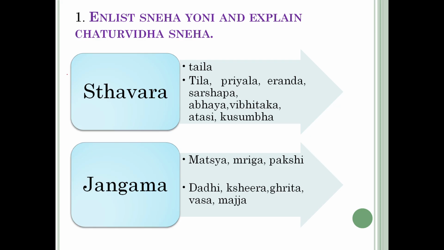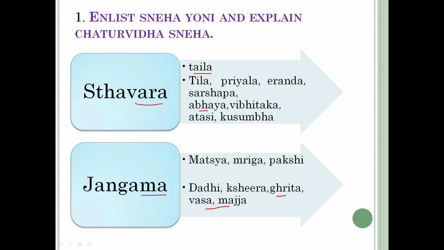So first question is enlist Sneha Yoni and explain Chaturvida Sneha. So Sneha Yonis are, there are 2 Sneha Yonis, Sthavara and Jangama. That is among the Chaturvida Sneha you can see Ghrita, Vasa and Majja are coming under the Jangama and Taila is under the Sthavara. So from the Sthavara Yoni we are going to get the Taila, that is from Tila, Priyala, Eranda, Sarshapa, Abhaya, Vibhitaka. Abhaya is here Haritaki. So Haritaki and Vibhitaki you can remember. Atasi, Kusumba. You can easily remember these Tila, Sarshapa, Eranda, Haritaki, Vibhitaki and all. Other you try to remember.